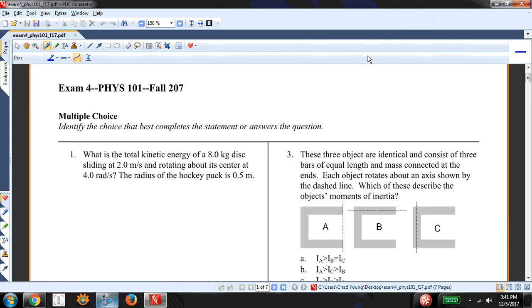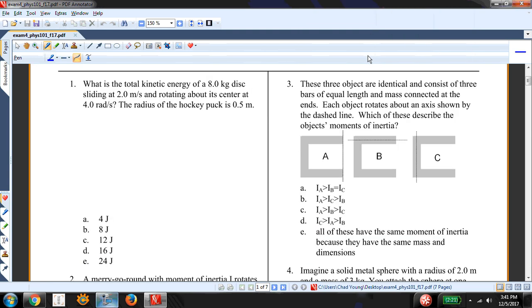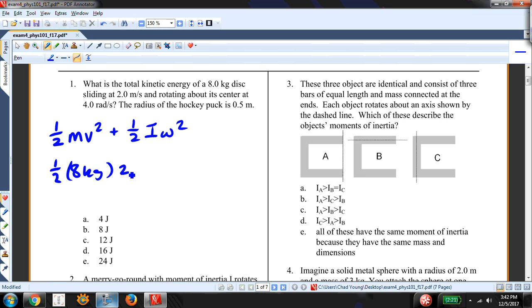Okay, this is exam 4 for fall 2017. What is the total kinetic energy of this thing? Well, the total kinetic energy includes translational, 1/2 mv squared, plus rotational, that's 1/2 I omega squared. The translational is easy. It's 1/2 times 8 kilograms times the speed, which is 2 meters per second, squared, plus we need to know what is I.